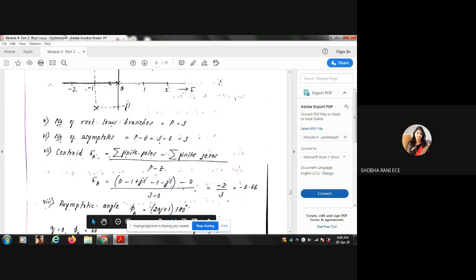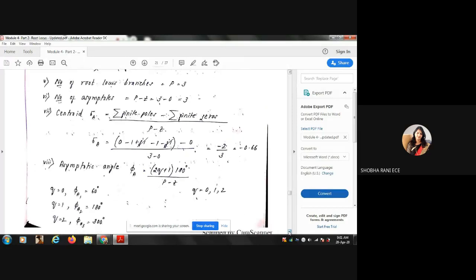-1 plus j1 and -1 minus j1 are also finite poles, but they are complex in nature. So don't think that the poles we get in the problems are all finite real poles. So plus j1 minus j1 will get cancelled. So we have -2 divided by 3. So -0.66 is the centroid. This is the point on the real axis where you are supposed to mark the asymptotes.